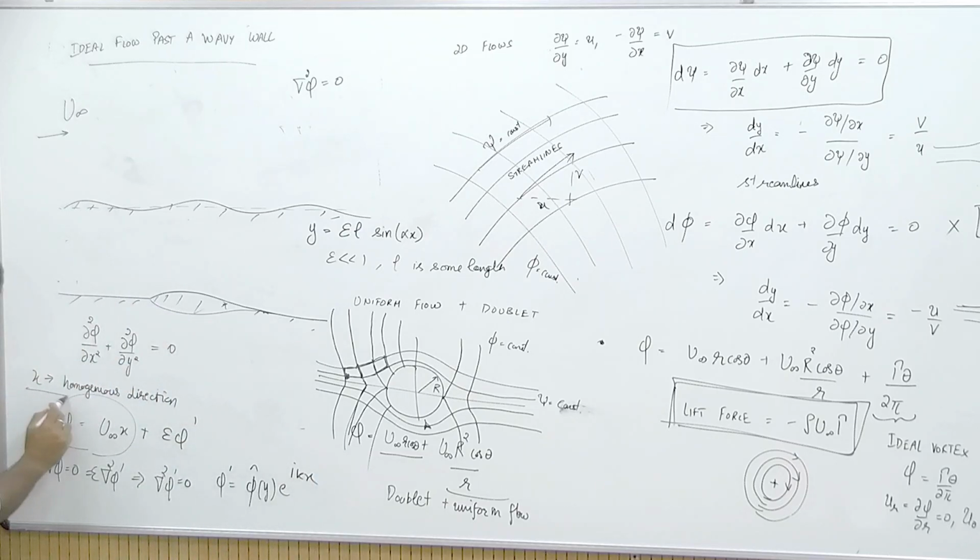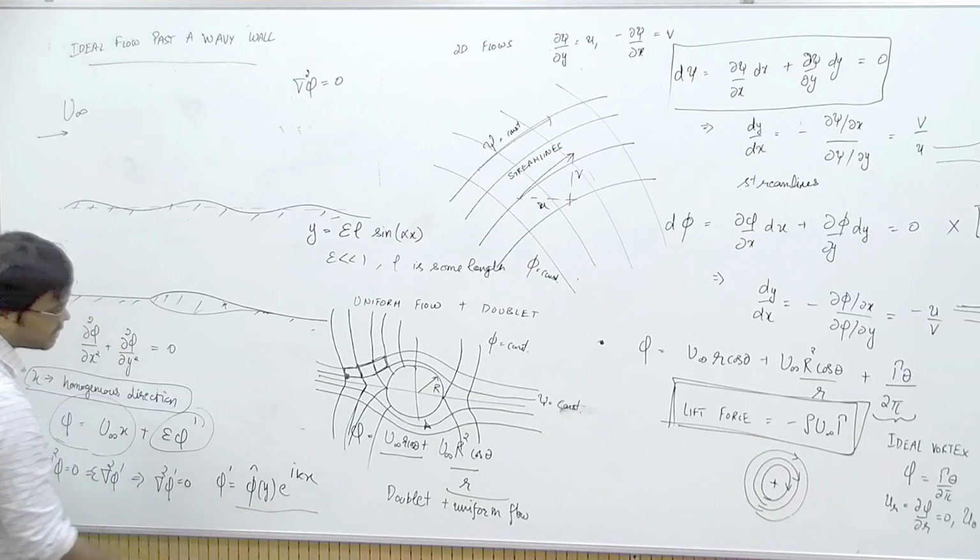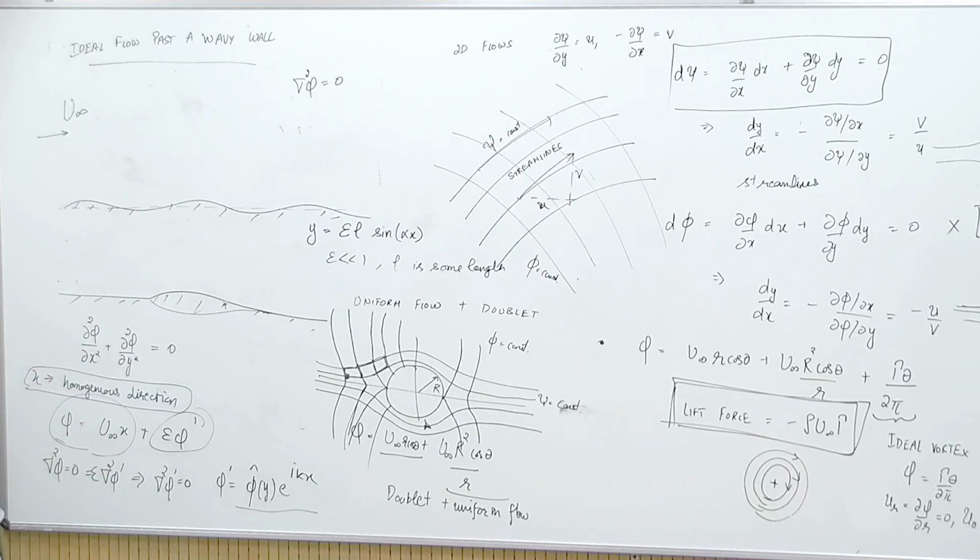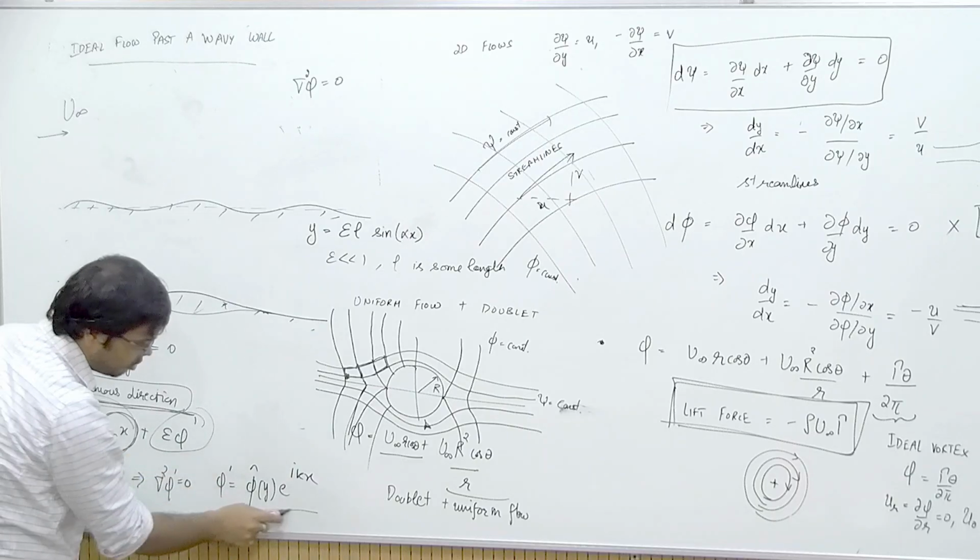Once you identify a homogeneous direction, you can always break down your perturbations like this. This will be useful again when we discuss instability. So disturbance here means the waviness in the wall. If it is not there, let us say it is a flat wall, then this is your undisturbed flow. The flow in that case is uniform in x. So if you can identify this uniform or homogeneous direction in your undisturbed flow, then you can always break down your perturbation like this.